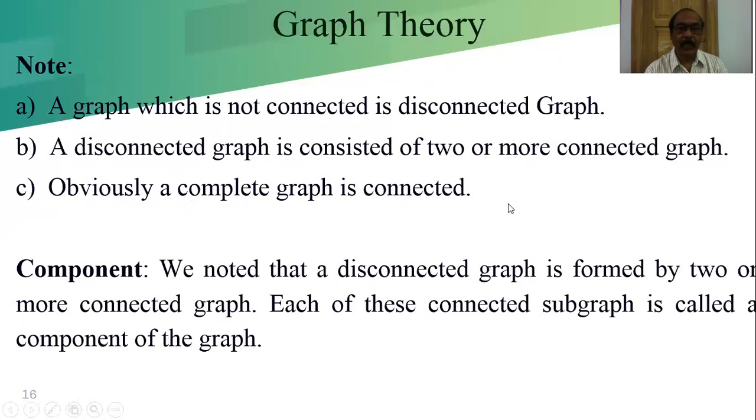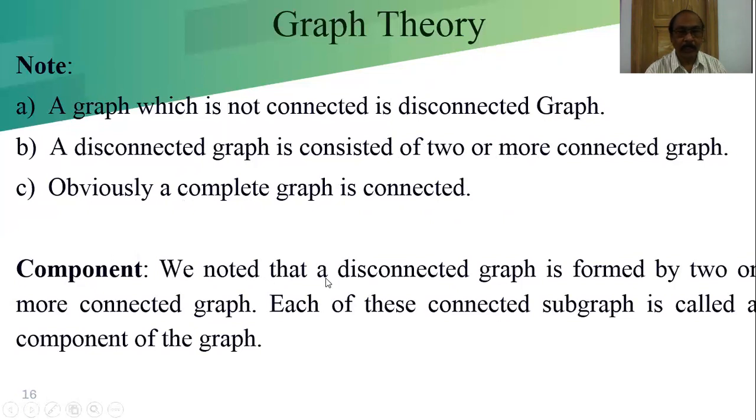Obviously, a complete graph is a connected graph. Complete graph means, what is the definition? Every pair of vertices has an edge. That is the definition of the complete graph. That's why a complete graph is a connected graph.